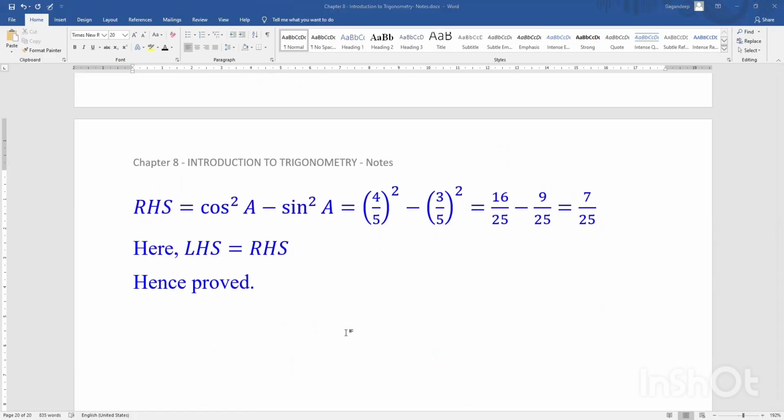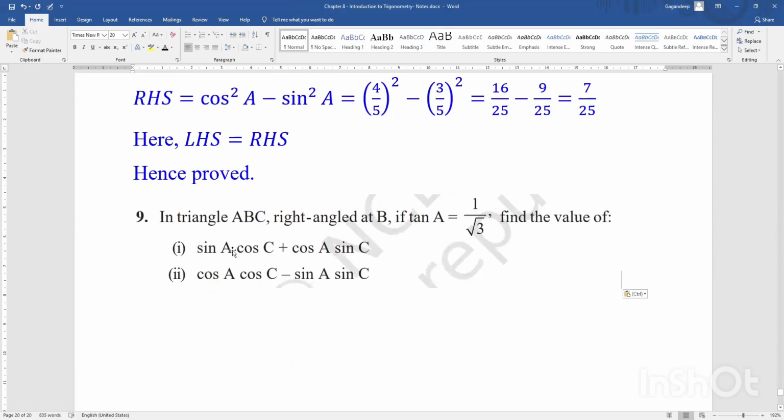Now I go for the next problem. We have triangle ABC, right angled at B. If tan A equals 1 by root 3, find the value of sin A cos C plus cos A sin C, and cos A cos C minus sin A sin C.